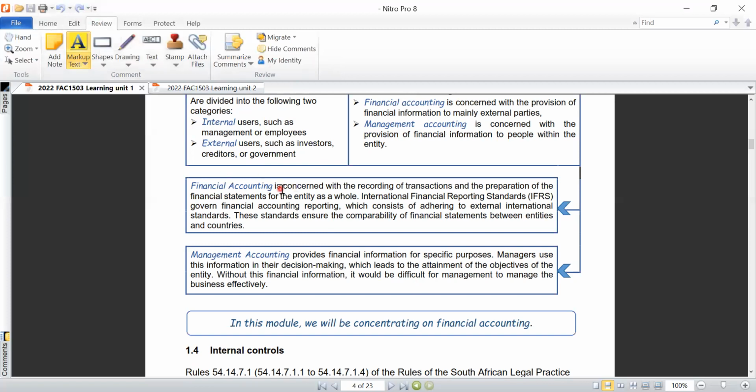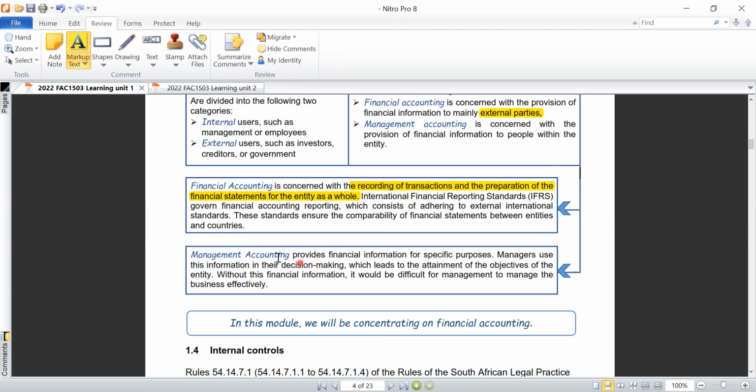Financial accounting, by definition, is basically the recording of transactions and preparation of financial statements of the entity as a whole. And this process of recording transactions in the financial statements is for external use. Remember, the information is supposed to be conveyed to external parties. We are recording those transactions and preparing financial statements according to a specific standardized benchmark, and we call that the International Financial Reporting Standards, IFRS.